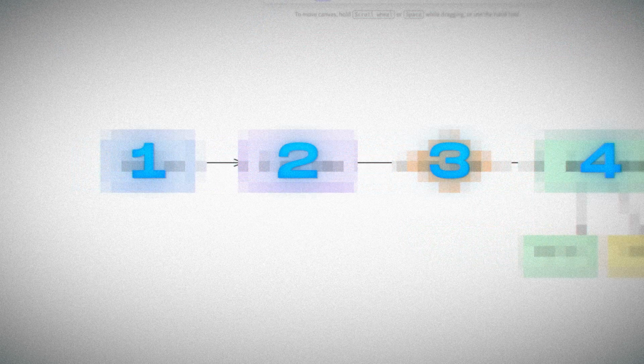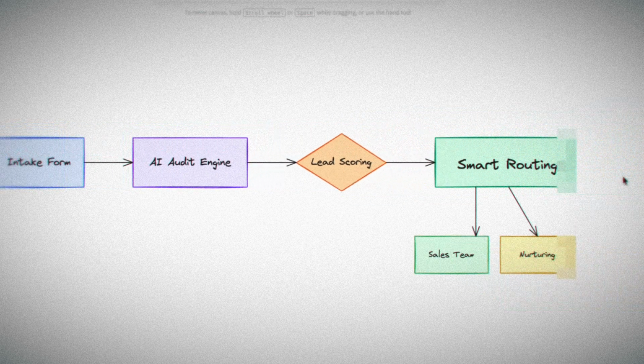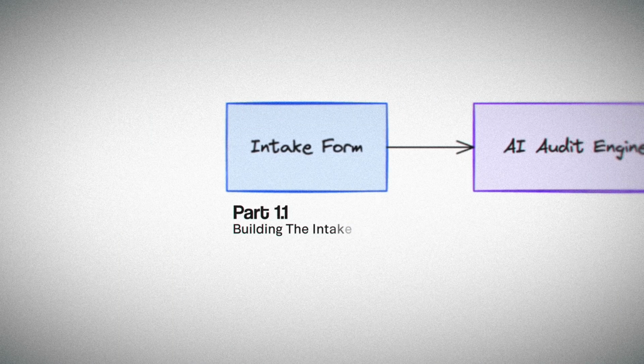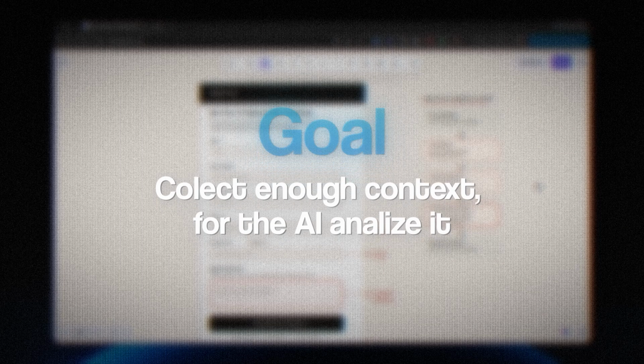Alright, so there's 4 pieces to build: the intake form, the AI audit engine, lead scoring, and smart routing. The form is the input layer, so let's keep this part fast. The form needs to collect enough context for the AI to do real analysis, but not so much that people bail halfway through.